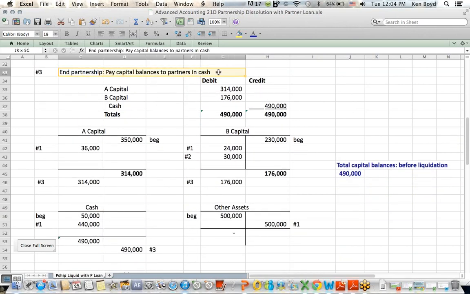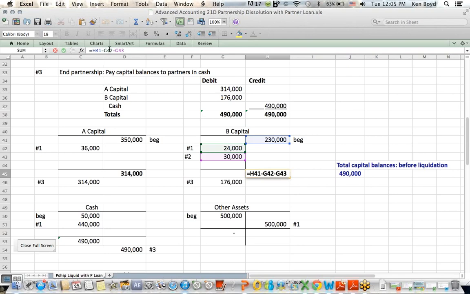Entry number three is we're going to end the partnership. And I've mentioned in other videos that the last entry, once you've finished everything else in a partnership liquidation, is to reduce by debiting the capital accounts and pay all the partners by crediting cash. So 314 and 176 are the capital balances here. If I click on the B balance, you see how it's the beginning credit balance less the two debits to get you to 176. A's capital balance is the beginning $350,000 less the $36,000 loss, 314. So we debit A's account to bring the account balance to zero. We debit B's account, 176. It brings this account balance to zero.